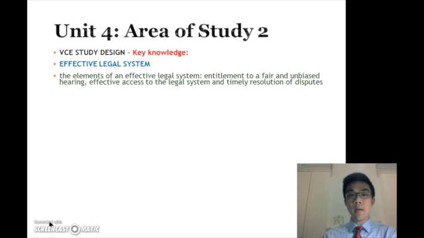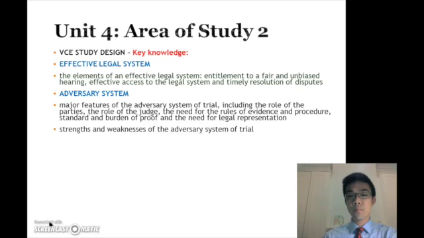Very quickly, we're going to divide how we look at these sections in the study design according to an effective legal system, what that means. We'll then look at the adversary system. You'll see again strengths and weaknesses come up again, and we'll be using the exact same process to deal with essay questions on that topic.